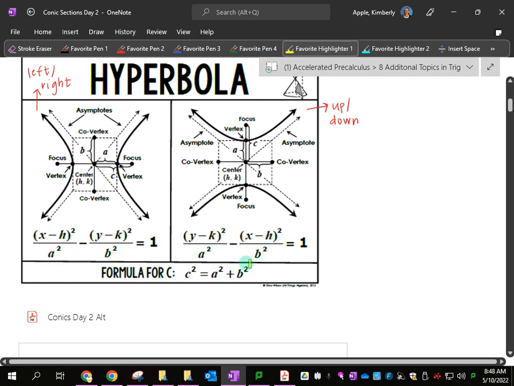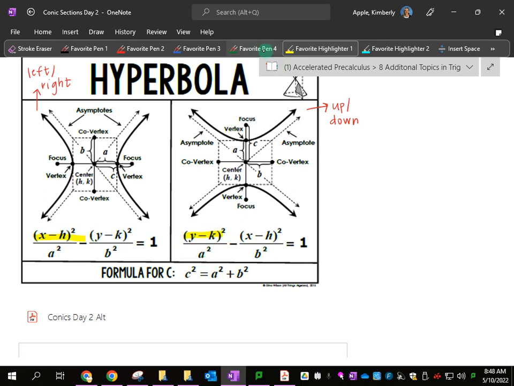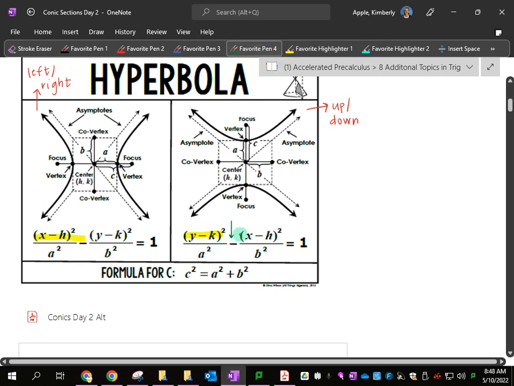A and B stay in the same location. The Y and the X, these flip flop. And we have subtraction instead of addition, right? So the order matters. A is still always first. A is still the distance from the center to the vertex, okay?